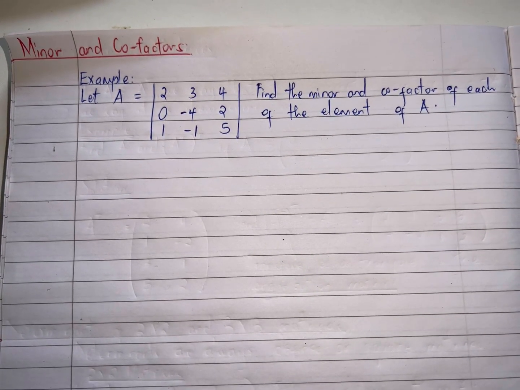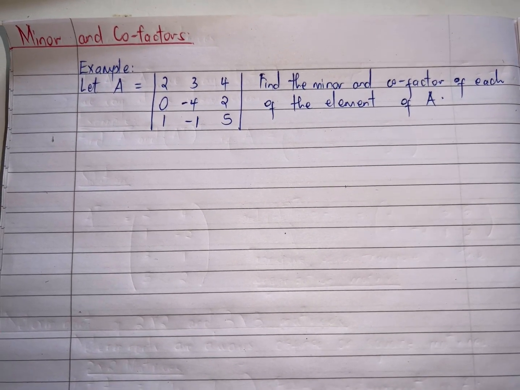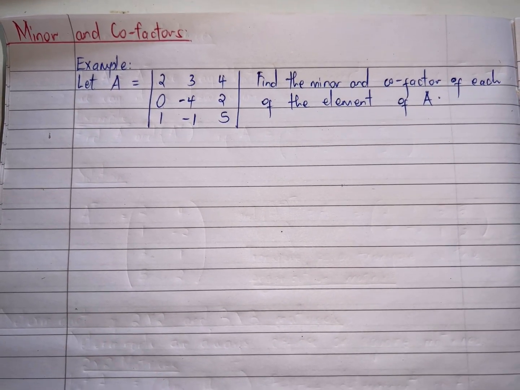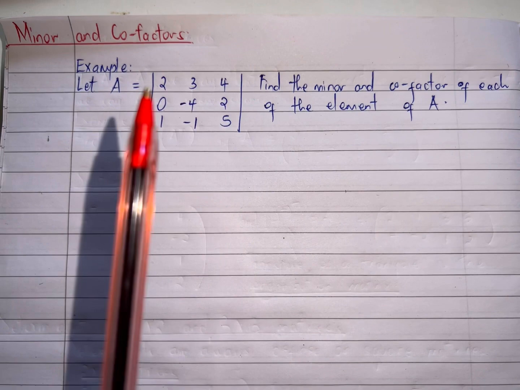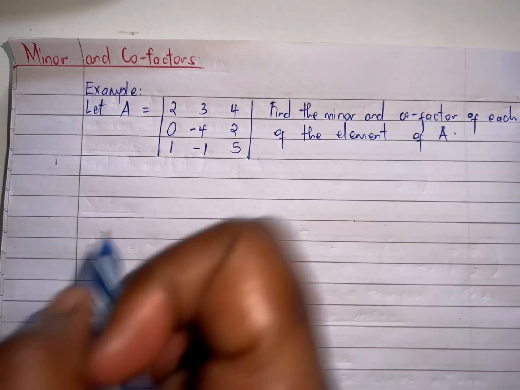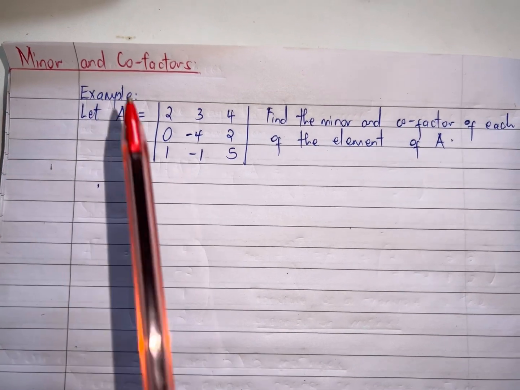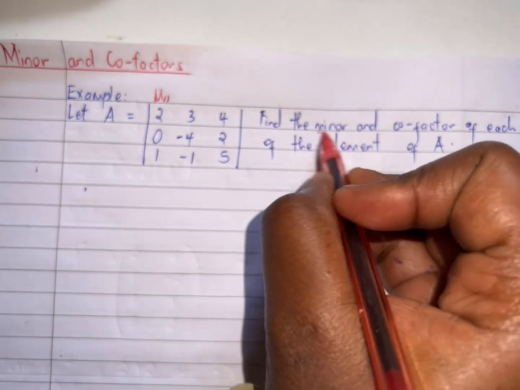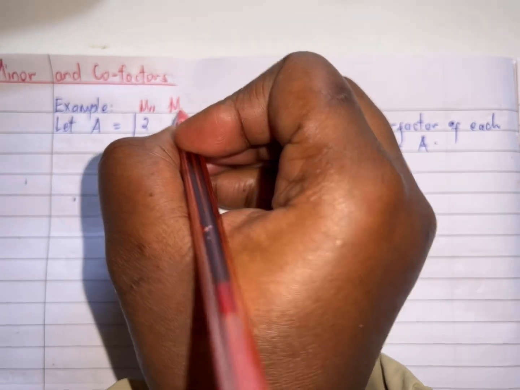We're going to be discussing minors and cofactors. So let A equal 2, 3, 4, 0, negative 4, 2, 1, negative 1, and 5. And so those are the values that we've been given. We're supposed to find the minor and cofactor of each element of A. So that is what we're going to do. We're going to start by finding the minors. Then later on, we're going to do the cofactors.